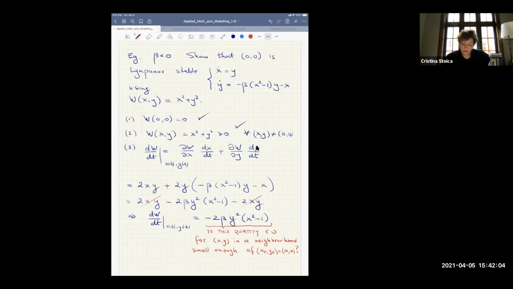Okay. So now let's see. On one hand, we have that beta is negative. So they say beta is negative. So this means that minus 2 beta y squared will be positive for y non-zero, and y could be small or not. We don't care about that. So the deal now is to decide about x squared minus 1, right? The one that dictates the sign actually is x squared minus 1. Okay, so now x squared minus 1 was the sign for x near 0.